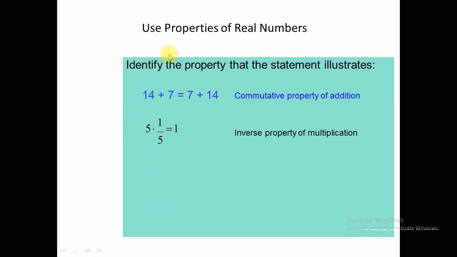Now use properties of real numbers. Identify the property that each statement illustrates. 14 plus 7 is equal to 7 plus 14. This is the commutative property of addition. And 5 times 1 over 5 is equal to 1. This is the inverse property of multiplication.